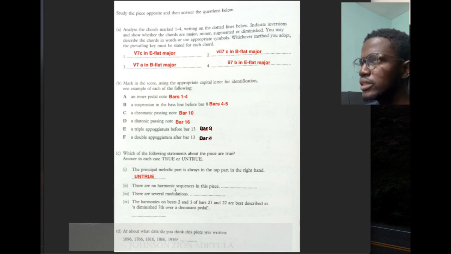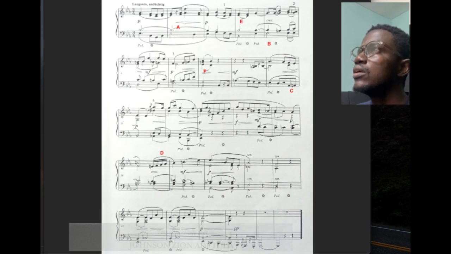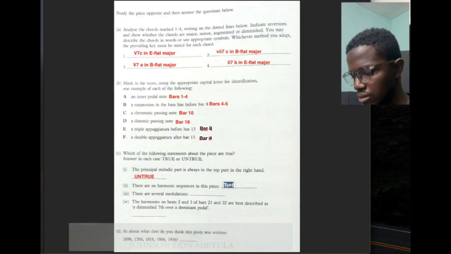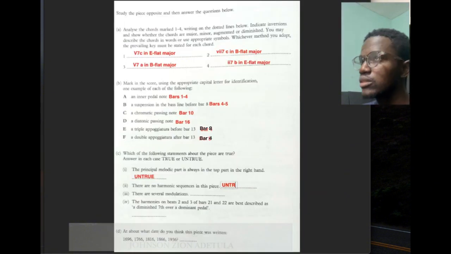There is no harmonic sequence in this piece. Up here, same is here, and that is not the same key, as at this point we are in B flat, and now it has gone to E flat major here when we were checking out the chords. So this is a sequence, a harmonic sequence, as an answer to 9 to 10. So harmonic sequence. So this is false. There are several modulations. True.